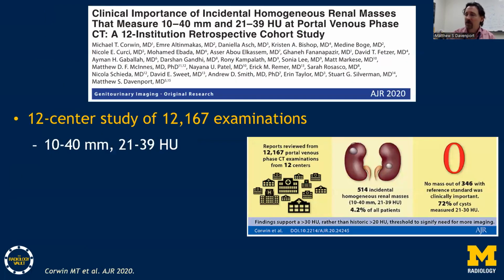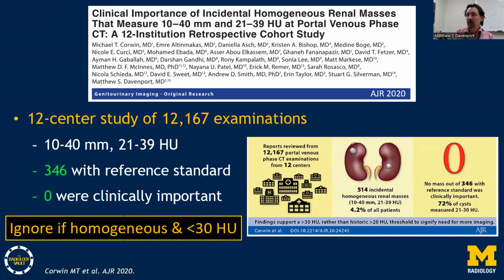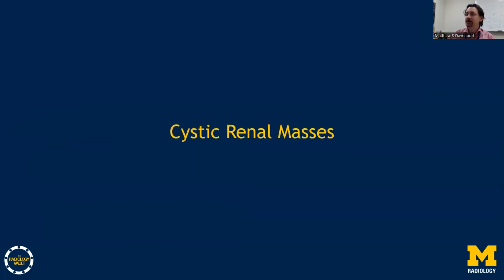To confirm that work, this was a multi-center study, 12 centers, 12,000 examinations, looking at masses that were 10 to 40 Hounsfield units and homogeneous, keyword, 21 to 39 Hounsfield units. There were 346 that had a reference standard, and none of them were clinically important. So the current guidelines from Bosniak version 2019 indicate that if the mass is homogeneous and less than 30 Hounsfield units at portal venous phase CT, it can be ignored.